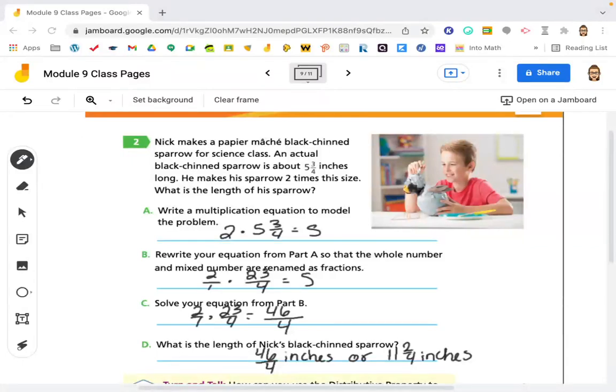So that is all for today's lesson. I hope that you are now able to solve real world problems by writing a multiplication equation to model the problem.